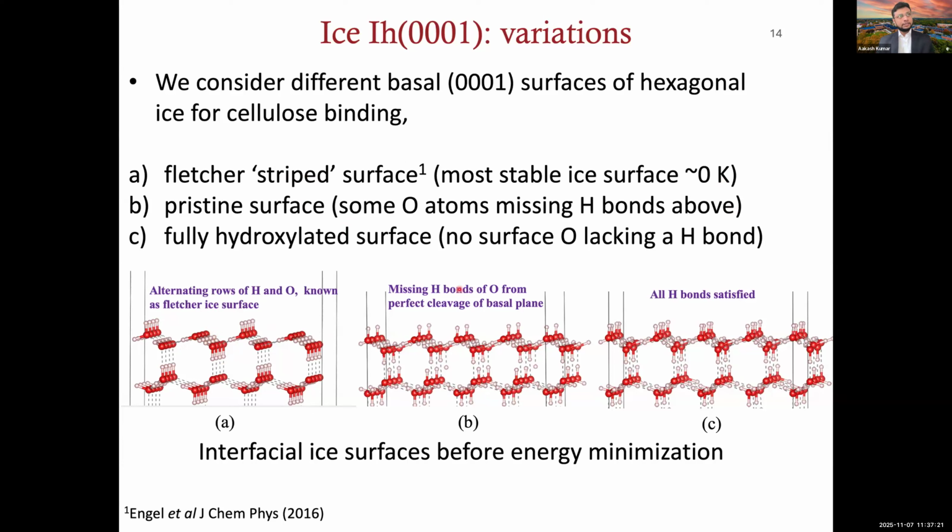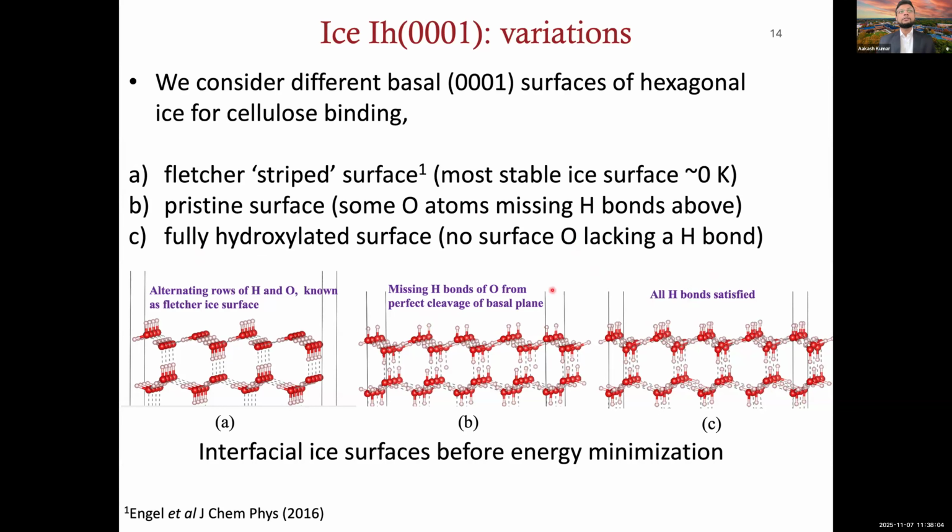And in our model, if we were to just cleave the planes to create a basal surface, we would have what I call here the pristine surface, which means you would be breaking some of those hydrogen bonds on top of oxygen. That would leave some oxygen atoms really short of their valence, right? Then we also considered another case where we saturated all of those missing hydrogen bonds manually. We call this a fully hydroxylated surface, where you don't have any surface oxygen that lacks a hydrogen bond, just to get an idea of how the surface proton configuration is also connected to the stability of cellulose binding to ice.